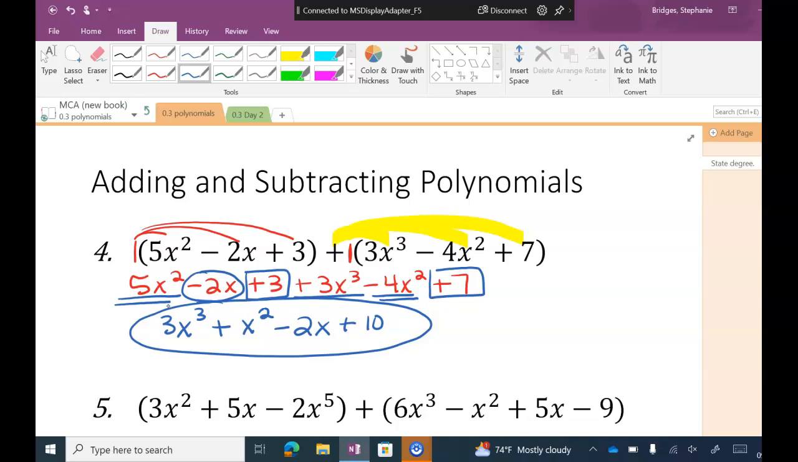So again, if you have not already, go ahead and do 5. We are adding these because there is a plus sign in between the 2 parentheses. That's telling me what to do.